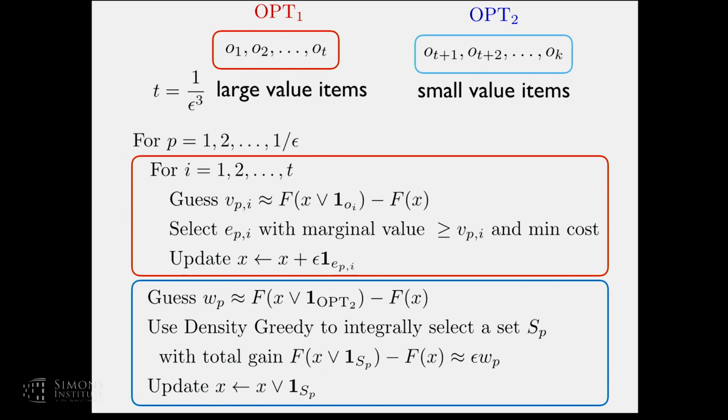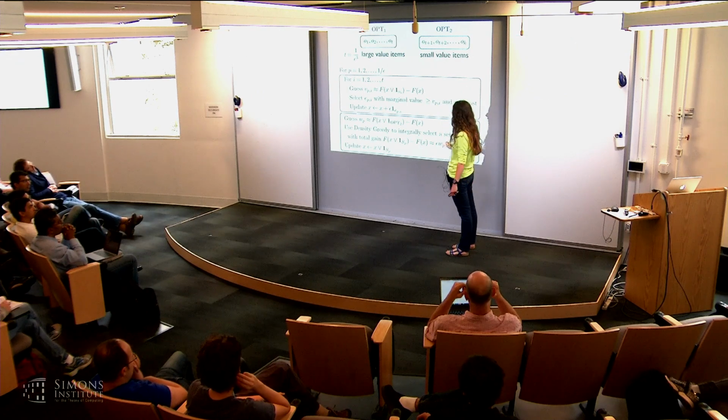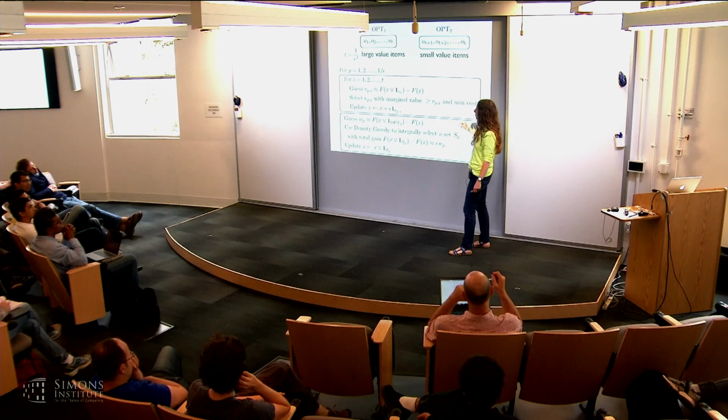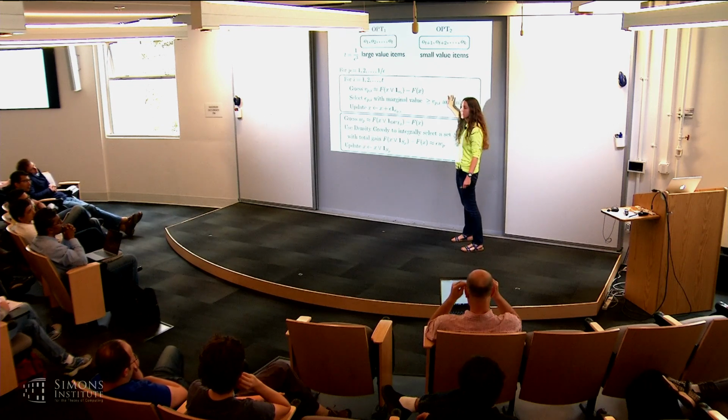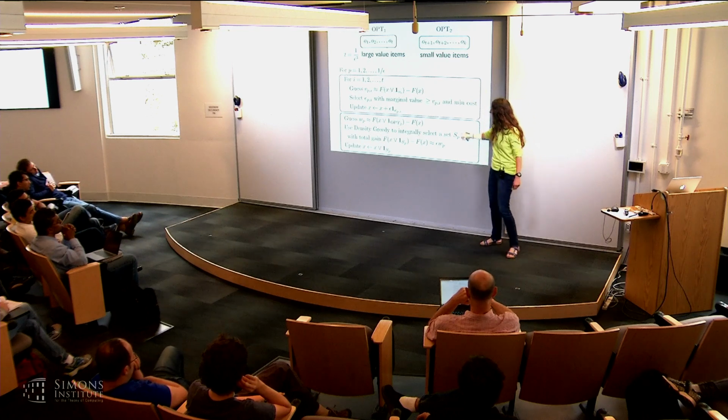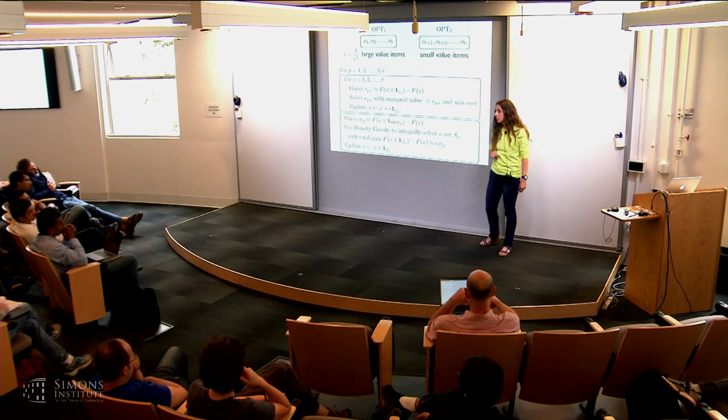So where do you get those large value items from? This is all for the thinking. We don't know which are the large value items. For me, the large value items will be the first 1/epsilon cube items in the greedy ordering of opt. This is just for the purpose of explaining the algorithm. The algorithm doesn't know which of those are, but the guesses are designed to be the guesses for opt1, which are the first 1/epsilon cube items in the greedy ordering. And this guess is for the total gain of whatever is left.